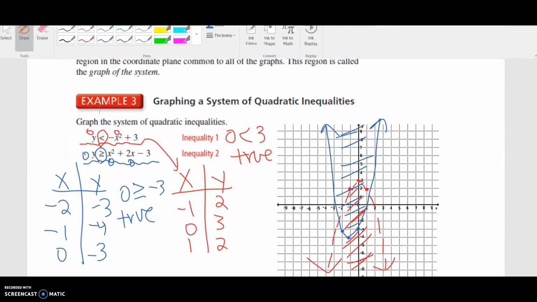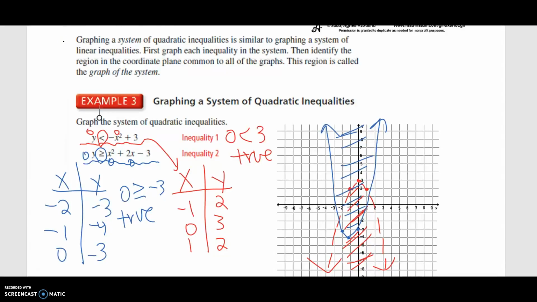And my intersection, I'm going to shade in black, so you're going to see here, my solution is this section in between the two functions. Make sure you bring your notes to class, and we're going to practice this tomorrow.